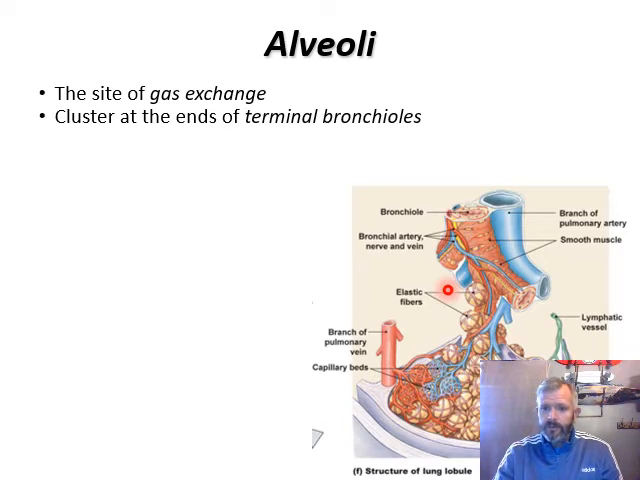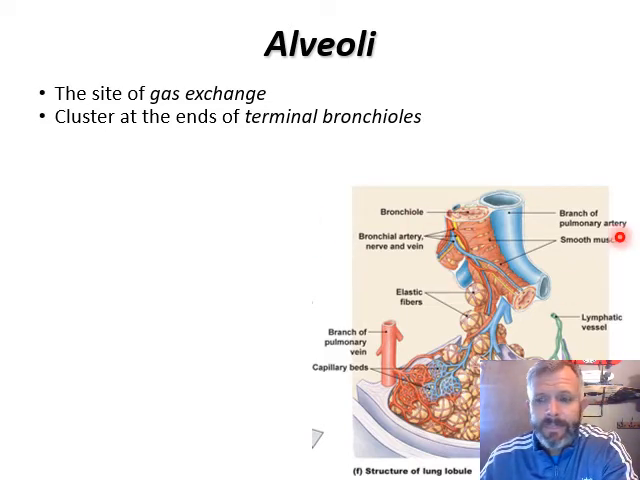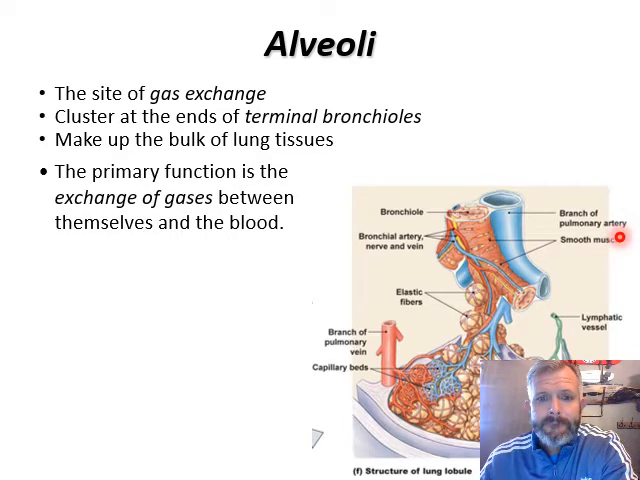And what does this do? It gives us this very large surface area. And what are we trying to do here? We're trying to diffuse gases. So as we move down, we get the ball-like structures, and many of them. So we have many alveoli here. And so we've increased our surface area as we move down the respiratory tract. Because what are we doing? The primary function is to exchange gases.